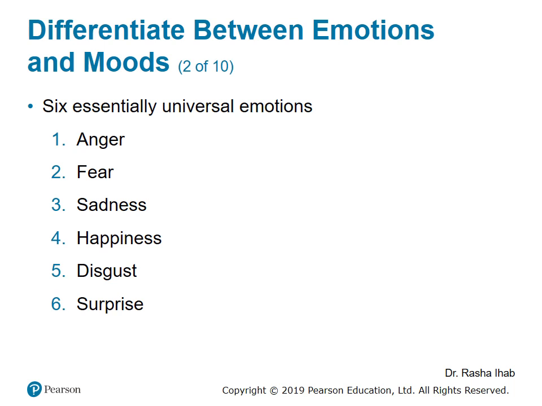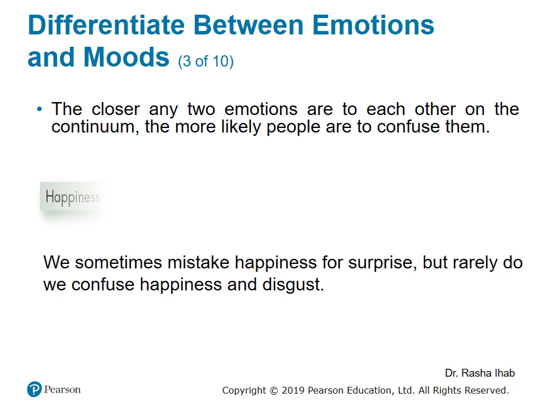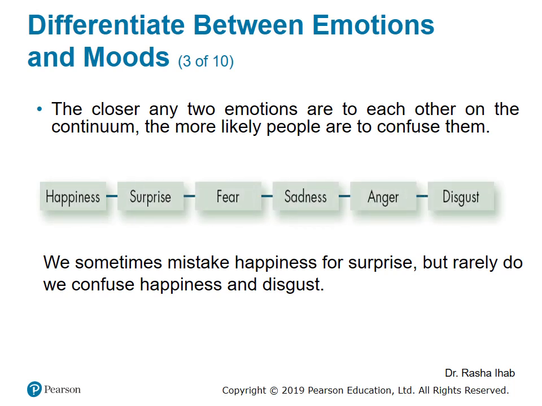There are six universal emotions, which are anger, fear, sadness, happiness, disgust, and surprise. Let's move to the next slide to understand the relationship between these six emotions. These emotions are shown on a continuum. Continuum means mutawaliya, which means shown after each other, okay?